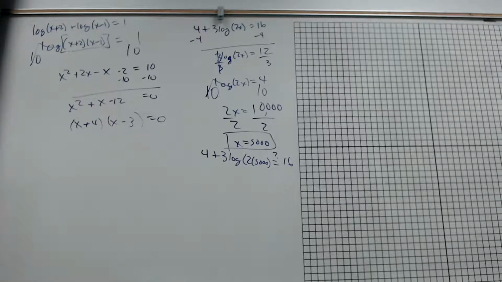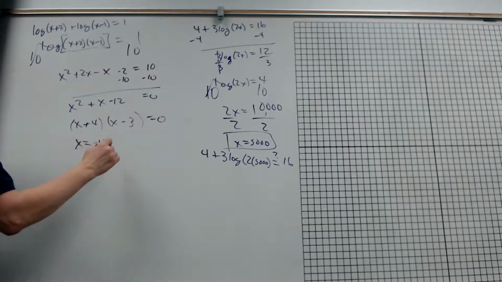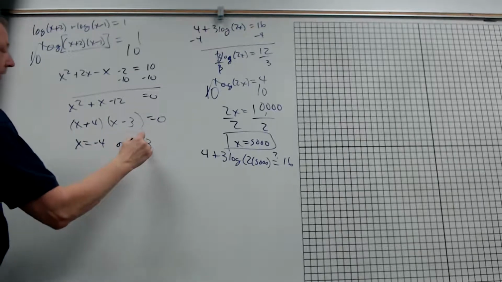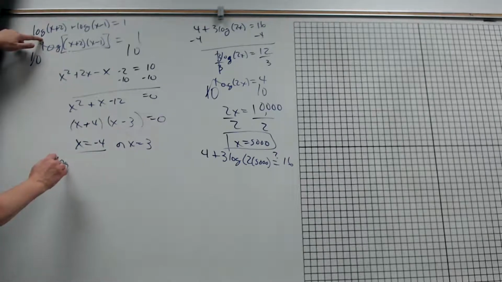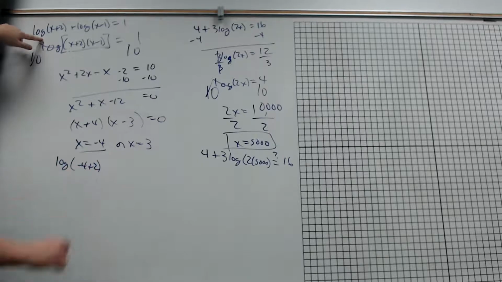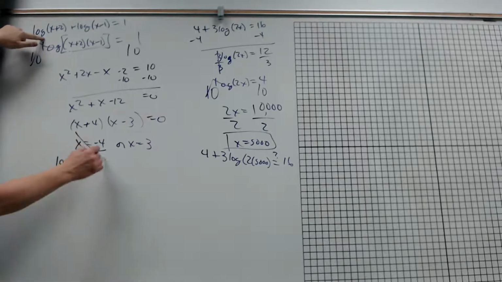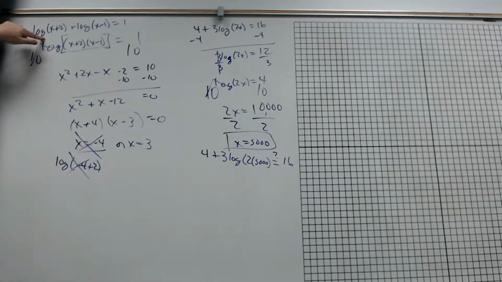Okay, so then what? So you got x equals 3, negative 4. So x equals -4 or x equals 3. Now, -4 kind of makes me a little bit nervous, right? So let's check our answer, especially the -4. If I get the log of -4 plus 2, do I have a problem already? Yeah, sure do. So -4 cannot work because I'm going to get the log of -2. So I get to throw out that answer.